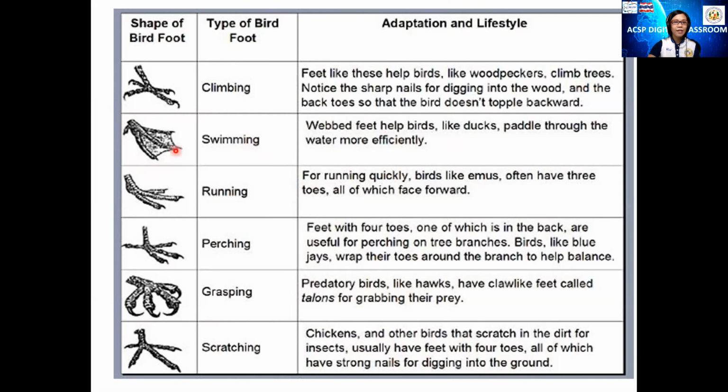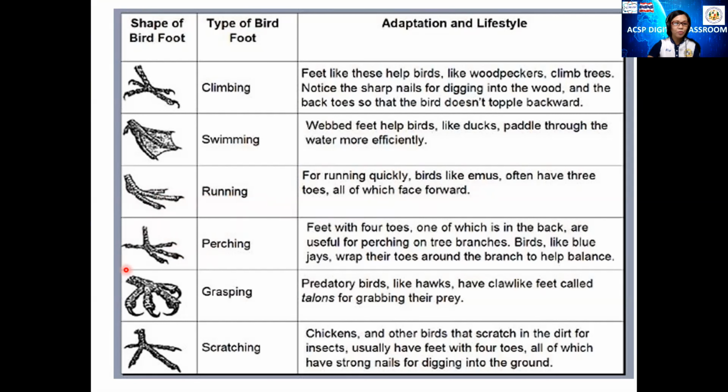And also this kind of bird foot, the webbed feet, helps birds like the duck to swim. The duck has this kind of foot. It helps them to swim in the water more efficiently. And this type of bird foot, with 3 toes, is used for running. For example, emus can run so fast. They have 3 toes that face forward. That is used for running.